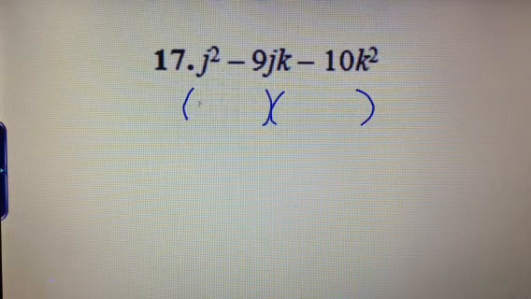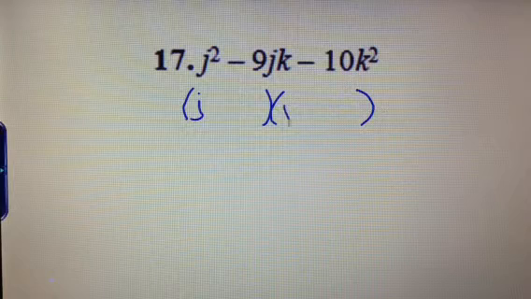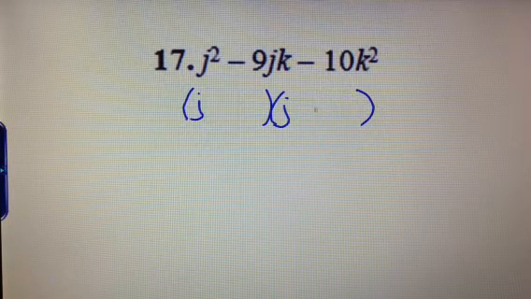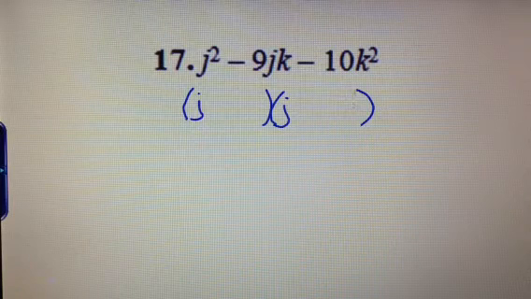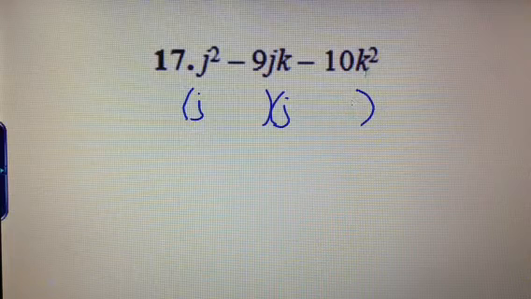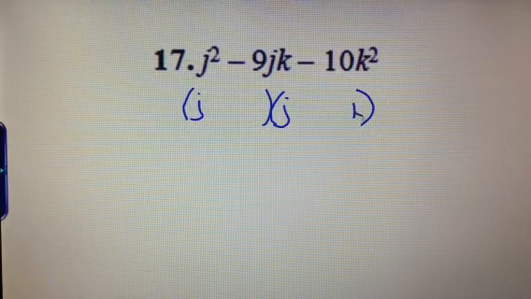We can go ahead and put j times j, because that's how we'll get the j squared. Now you'll notice this time it's a little bit different because we have two variables. What we can go ahead and do is take care of the k. To get k squared, we'd need to multiply k times k.